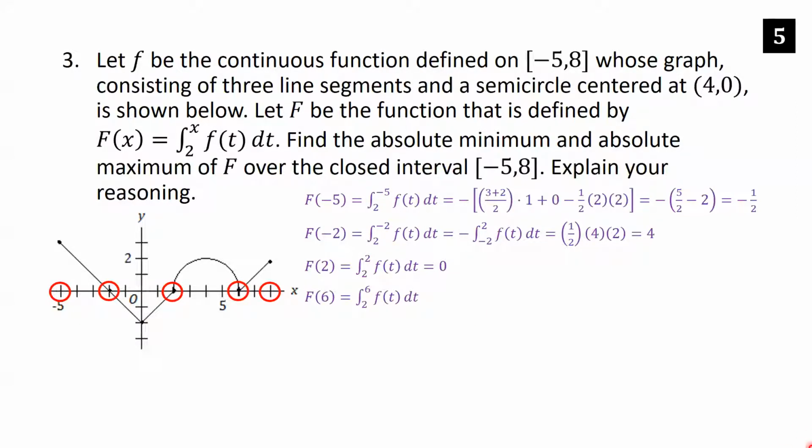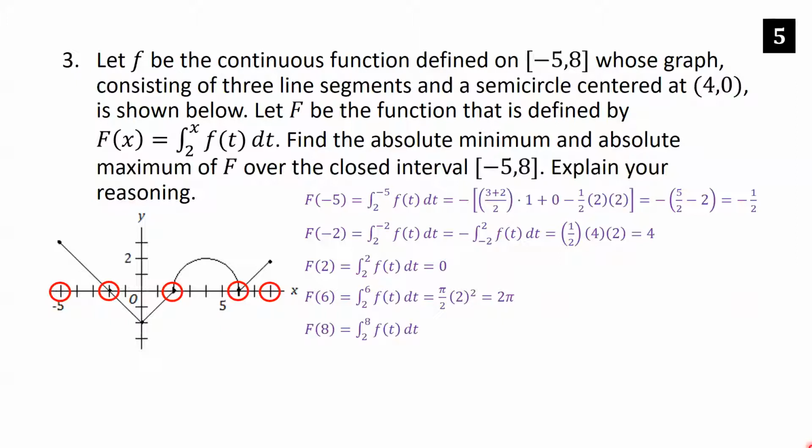F of 6 is the integral from 2 to 6 of f of t dt. This is just the area of this semicircle. The radius of this semicircle is 2, so it's pi r squared, pi times 2 squared, but it's only a semicircle, so we divide by 2. So that's 4 pi over 2, which is 2 pi.